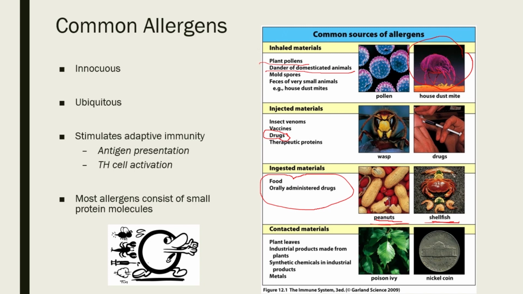And contact dermatitis, or contact materials, common things like poison ivy, nickel coins. People can be allergic to those. These usually manifest on your skin because you are touching it. So we will talk about it in a later portion of this lecture.